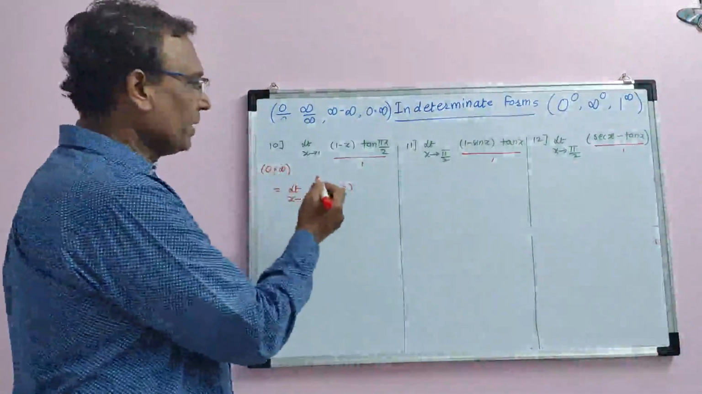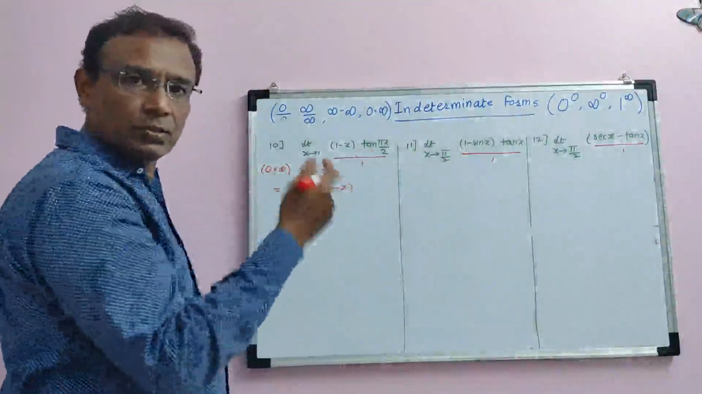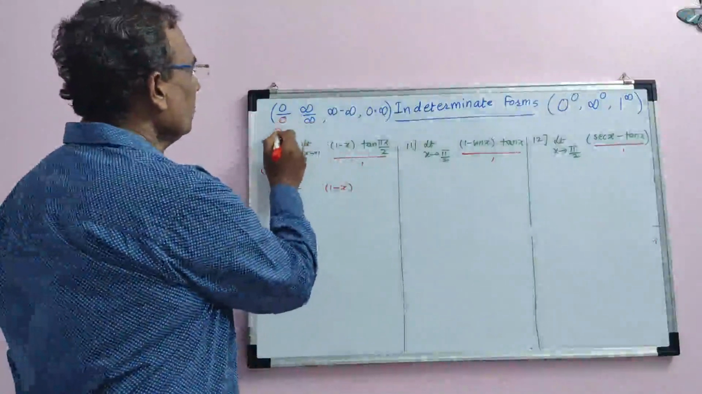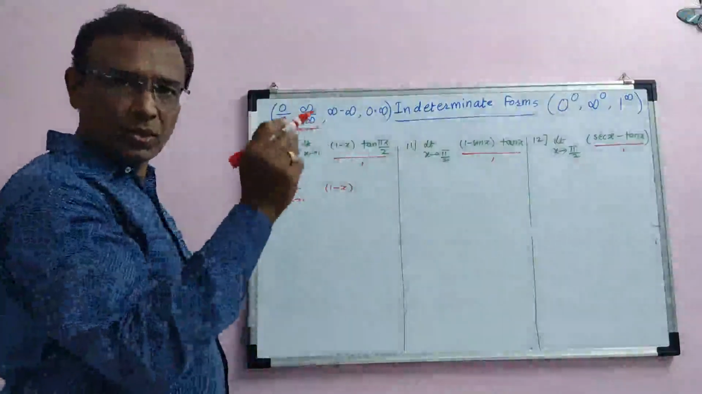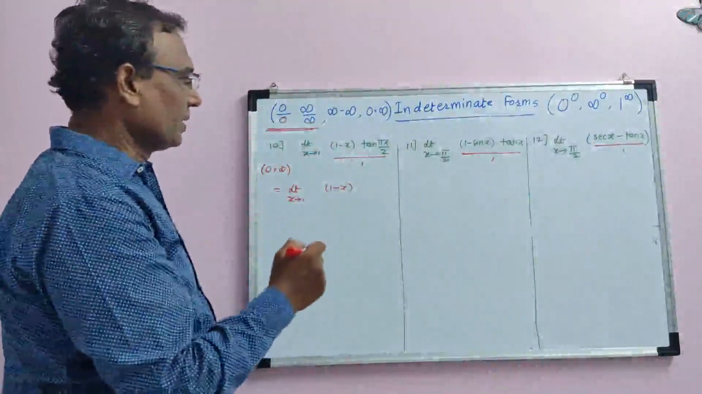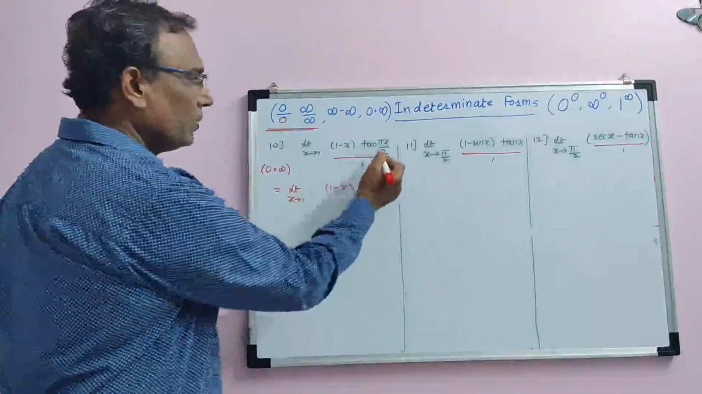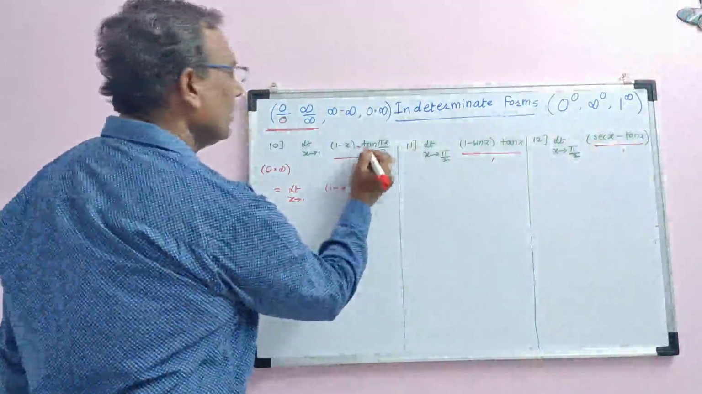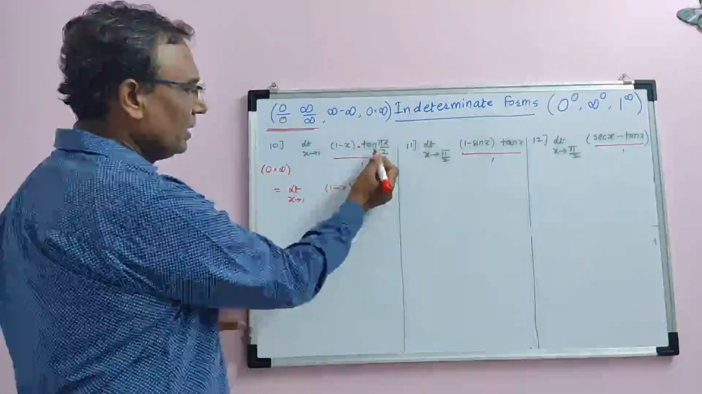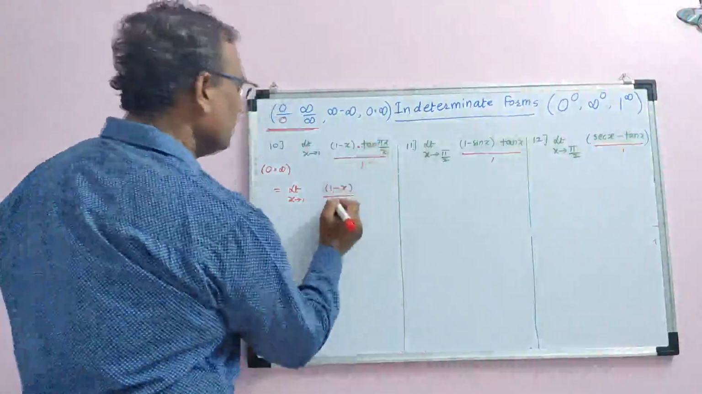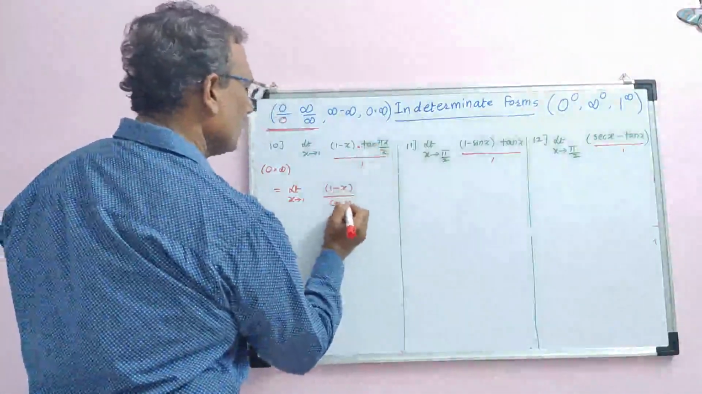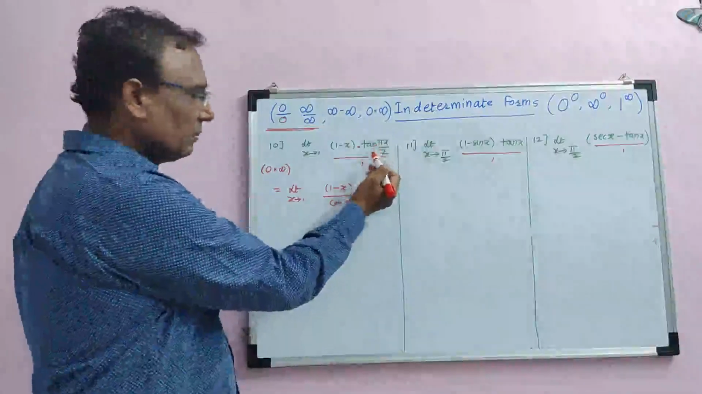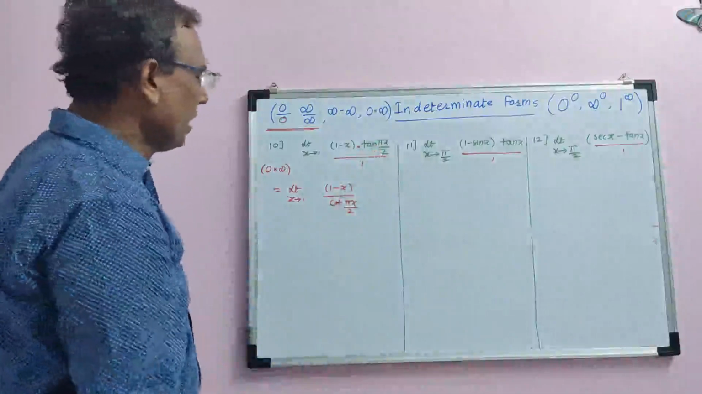When we have this form, we bring the situation to numerator by denominator, because ultimately we have to convert it into one of these two basic forms, either 0 by 0 or infinity by infinity. If a trigonometric function is there in the multiplication, then try to bring it in the denominator. So tan can be written as cot pi x by 2.